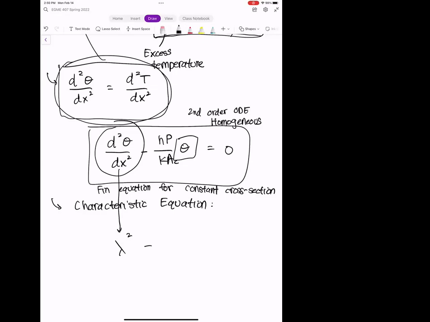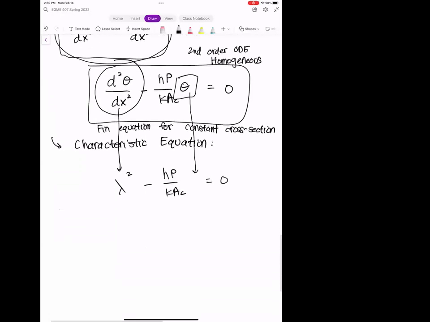And then you bring down the minus sign, you bring down the constant as well. Okay. And then for the first order term here, which is no derivative, we transfer down nothing. Okay. And so we end up with lambda squared minus hP over kAc is equal to 0. Okay. And from here, we can solve for the roots of lambda. Okay.